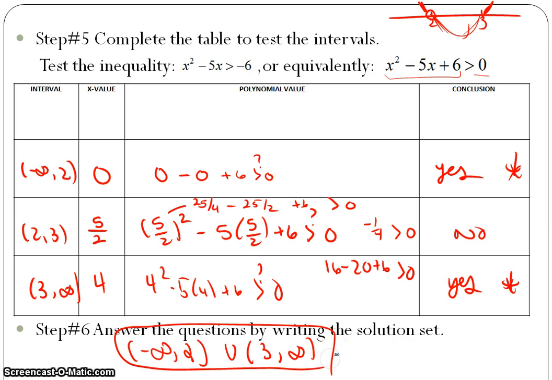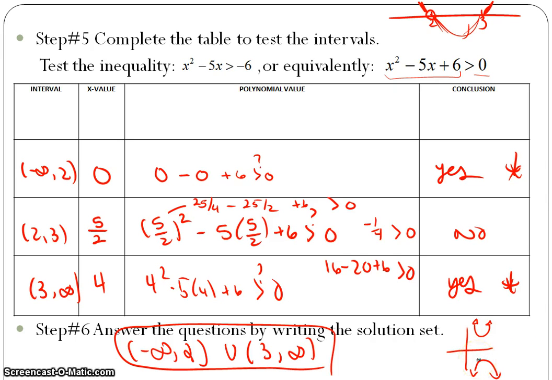Okay, so sometimes you can have all no's or all yeses, because if you think about it graphically, sometimes your parabola might be up here. And if we wanted to know when this parabola was greater than 0, well, it's always above the x-axis, so this would be all real numbers. And if you had the parabola down here, if you wanted to know when this parabola was bigger than 0, well, never. It's always below the x-axis, so that would be never.